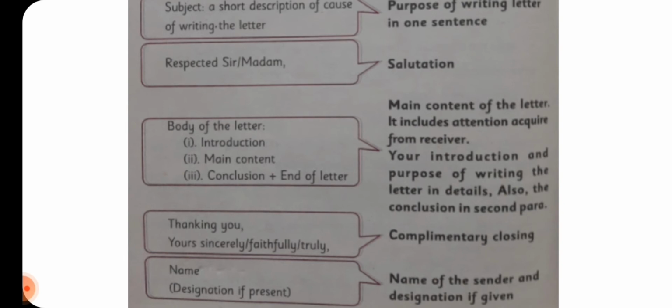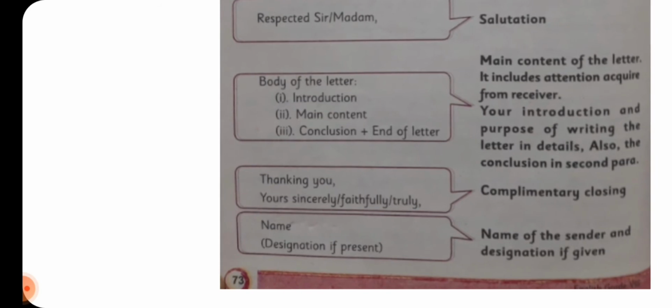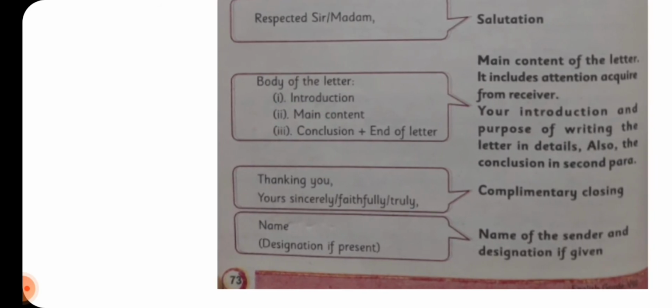After that, you write your closing remarks, which might be thanking you or yours sincerely, and all these things can be your complimentary closings. And then you mention your name and your designation if there is any. For example, if I write a letter, I'll be writing my name and then I'll be writing that I am a teacher at IIUI school, because that's my designation, right? Okay, so this was a quick format of the formal letter.